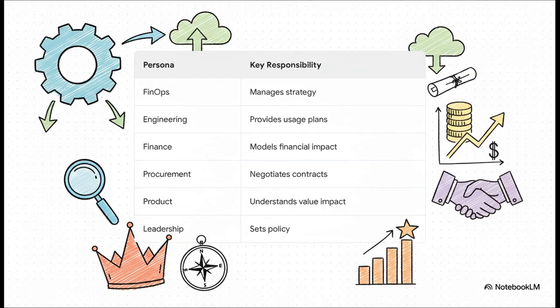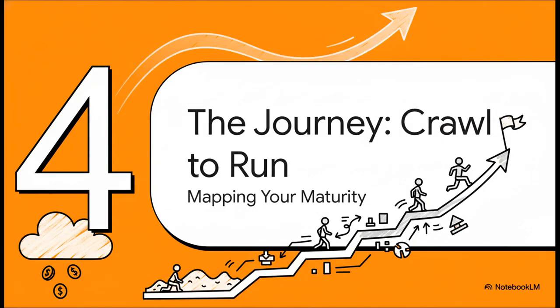You've got your FinOps practitioner, who's kind of the coach running the overall strategy. Engineering is on the field, telling you what they're going to need. Finance is your analyst, modeling the financial impact. Procurement is the agent, negotiating the deals. Product owners are making sure it all makes sense for the business. And of course, leadership is setting the rules of the game. Everybody plays a part.